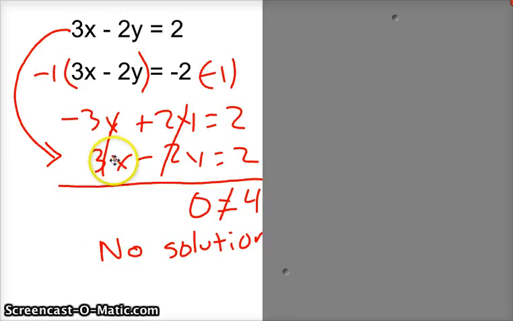So negative 3x plus 3x is 0. Positive 2y, negative 2y is 0. 2 plus 2 is 4. So I get 0 equals 4. And we know that 0 does not equal 4, so this is no solution.